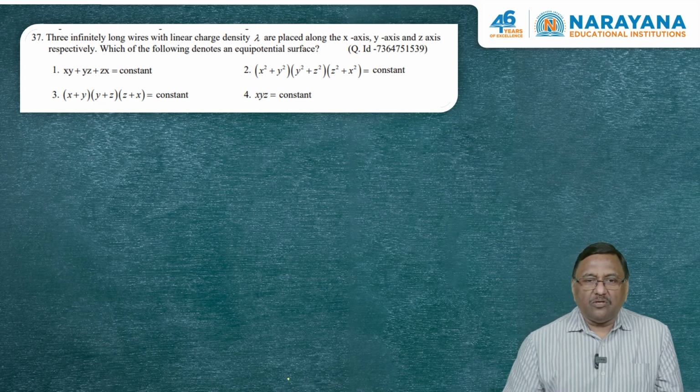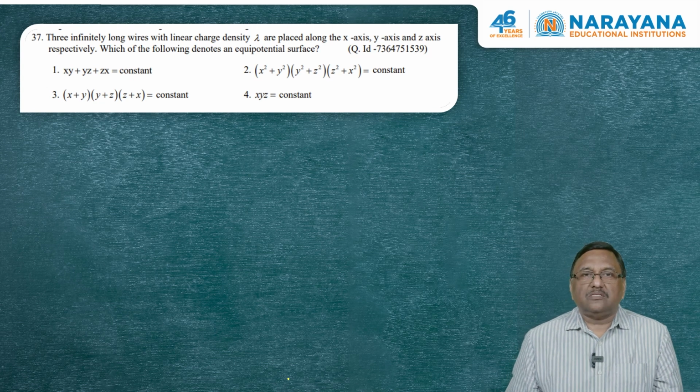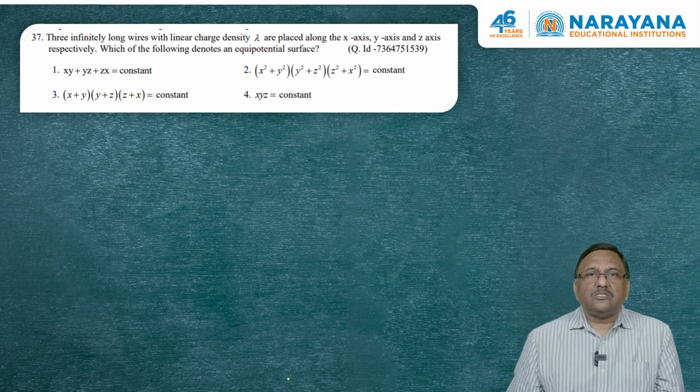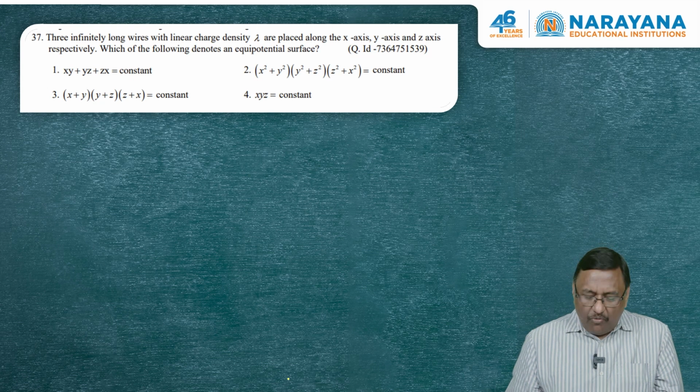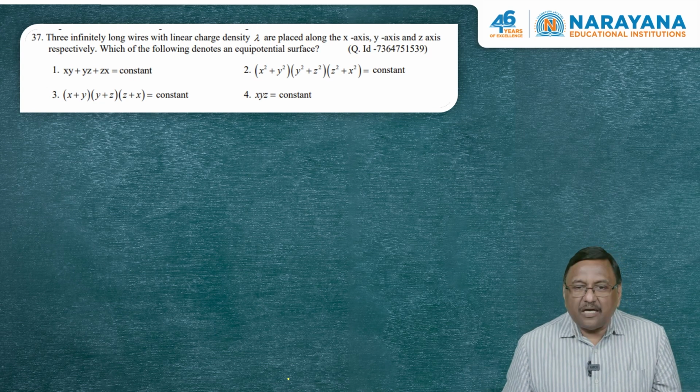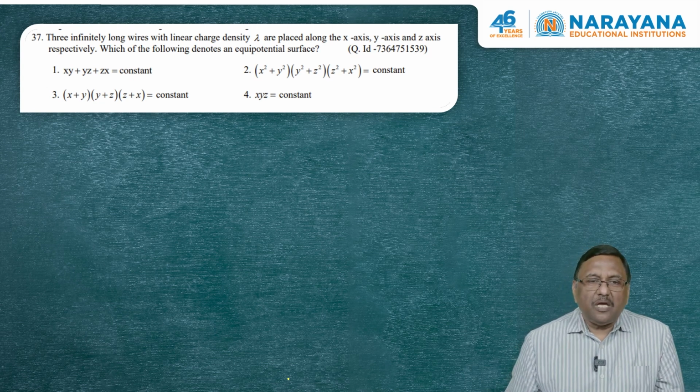He is saying which of the following denotes the equipotential surface. So we have to see what is my equipotential surface. It means we have to look for a surface where my potential is going to be the same. So obviously that is what we are going to call my equipotential surface. How are we going to go about it? Let us try to understand this question. First of all, what is my potential?